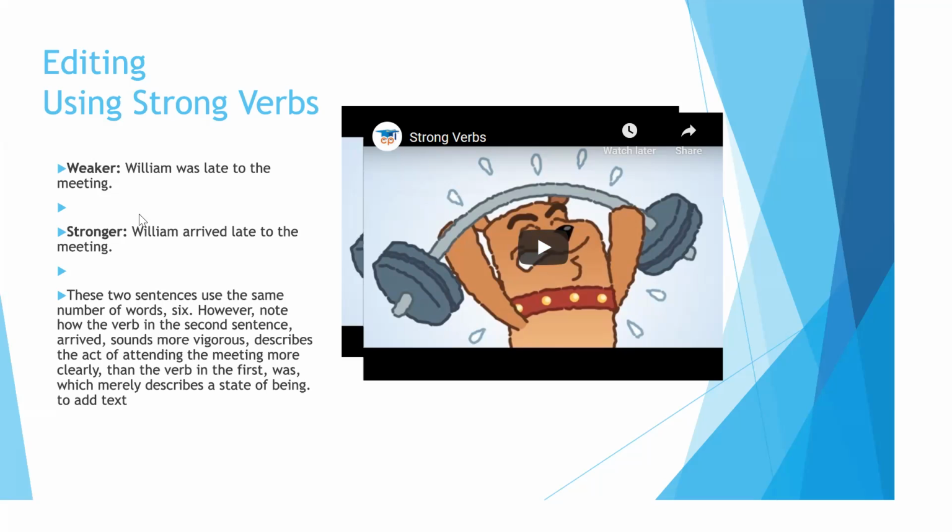Now, here you have two examples. William was late to the meeting. When we want to make a sentence stronger, usually the verb to be is not the way to go. For instance, was. You can change that verb to a stronger, more descriptive verb, for instance, arrived. So the stronger sentence will read, William arrived late to the meeting. This one will give more of a picture to your reader. So this is what we want to do with our papers when we edit. We want to try to make the sentences more appealing and even more enjoyable for the reader.